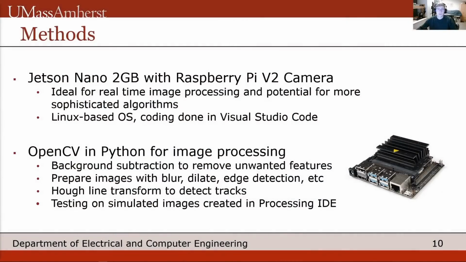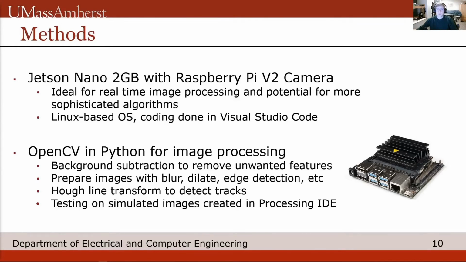As I mentioned, we're using a Jetson Nano to perform our image processing with a Raspberry Pi 2 camera. And we made this choice because the board is becoming very popular. It has a lot of support for training neural networks, which is something we'd like to investigate someday later, but for now it's also really well suited for running OpenCV and Python. The general idea is that we take our camera feed, we do some background subtraction, then a series of algorithms such as blurring, dilating, and Canny edge detection to prepare the image for a Hough line transform.